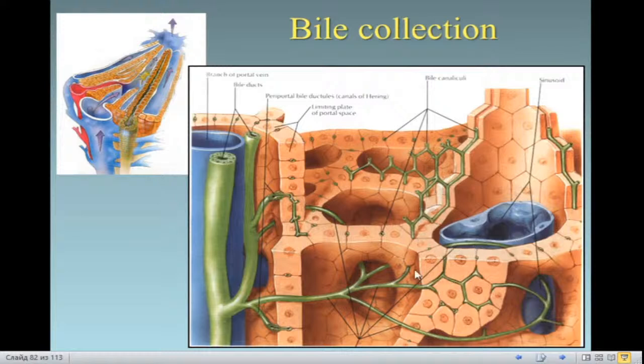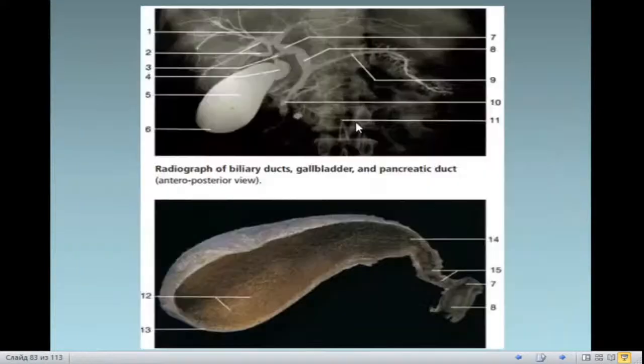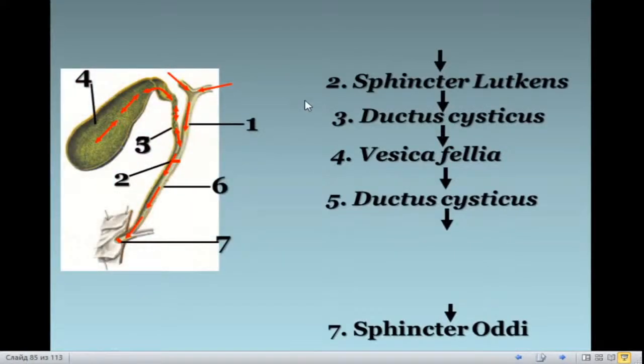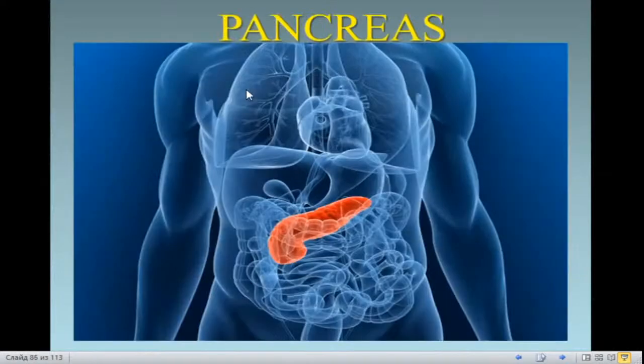From the smallest ducts and then to greater and greater, and will come out to the right and left ducts. And here is how we can see the radiography of biliary ducts. It's very interesting because sometimes we can see even gallbladder stones inside. On the way there are several sphincters.